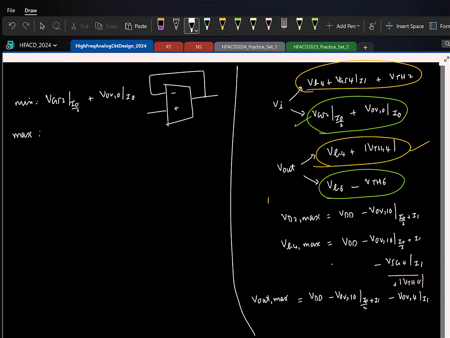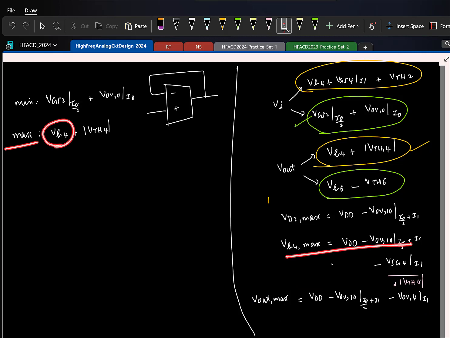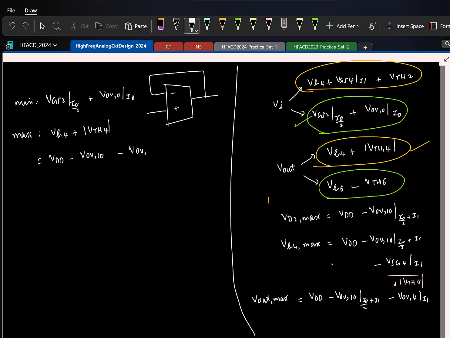The maximum I can have in the unity feedback is VB4 plus mod VTH4. And remember that this maximum I have computed to be this, right? If I were to find the maximum of this, I should put maximum of VB4, and I've already computed that here. This is the output maximum, remember. So I'll write it as VDD minus overdrive of M10. I'll not write the currents, so that it's easy now.